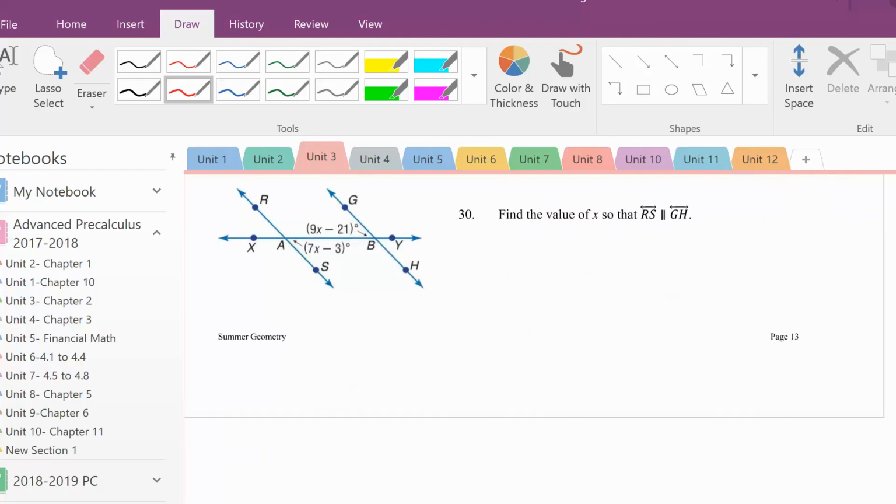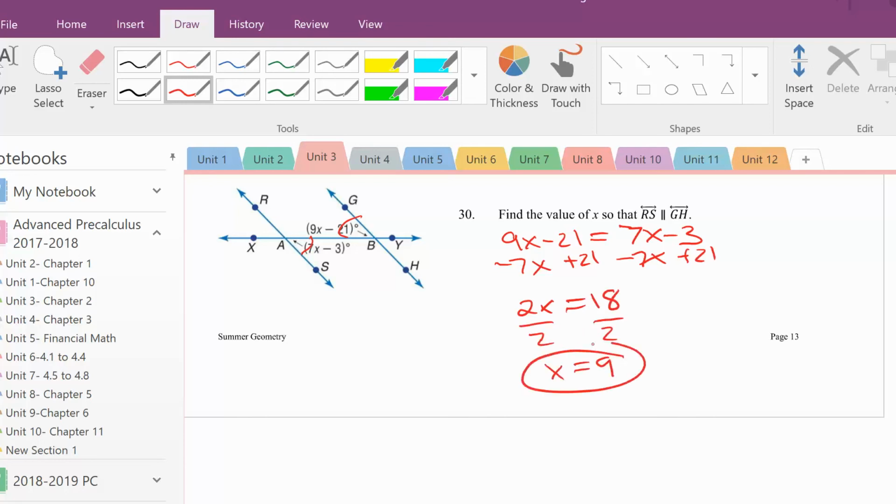Number 30 says find the value of x so that RS is parallel to GH. Well, notice these two angles here are alternate interiors. That means they're congruent. So 9x minus 21 would have to equal 7x minus 3. So you have 2x, you add 21, so it equals 18, and then divide by 2. So x is equal to 9. So that's what x would have to be for the lines to be parallel.